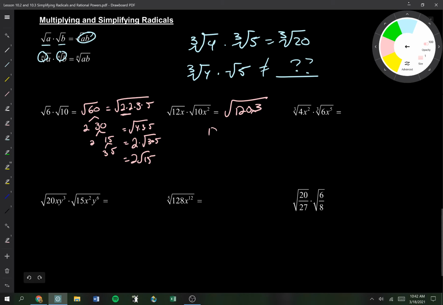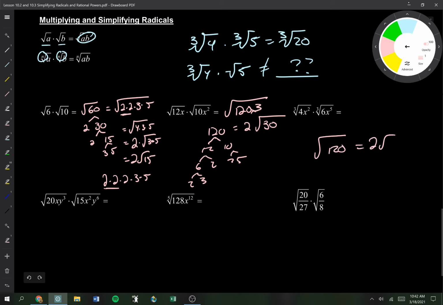But 120 can break down. It's 12 and 10. 12 is 6 and 2. 6 is 2 and 3. 10 is 2 and 5. So this is really, I'll do it over here, 2 times 2 times 2 times 3 times 5. Here is a pair of 2's. I can pull out a pair of 2's. So a pair of 2's comes out. It's just a 2 now. And what's left behind is a 2 times 3 times 5, which is 30. So root 120 is the same thing as 2 root 30.